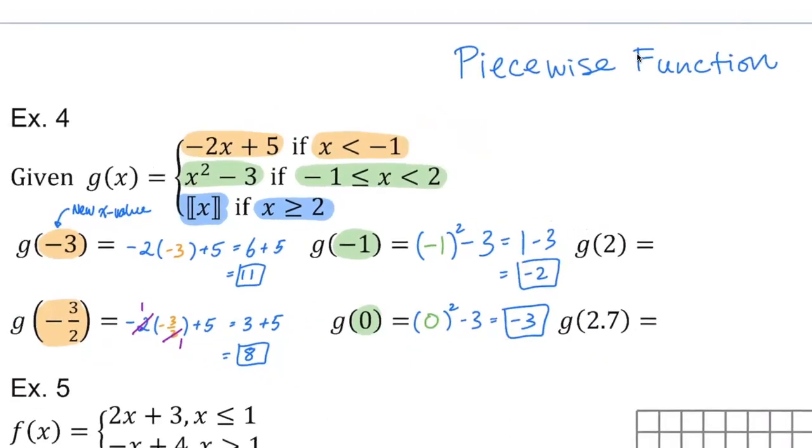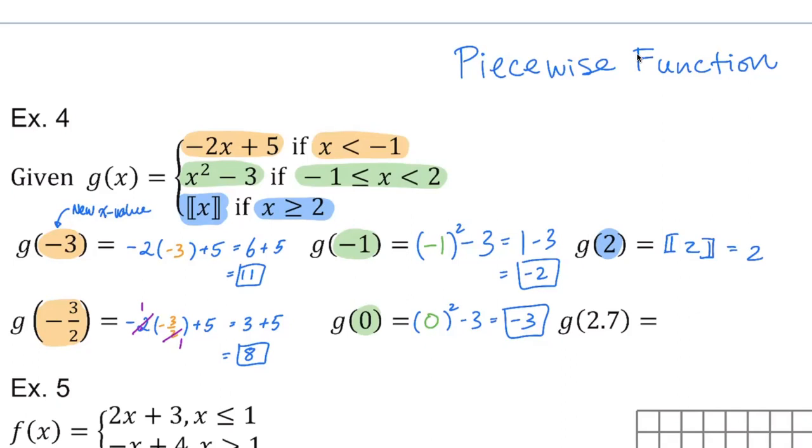For g of 2, should we use the second one or the third one? Give you 3 seconds. The answer is, x is equal to 2, so we cannot use the middle one. We have to use the bottom one, the step function. Step function of 2 is 2. From the previous video, you learned that the step function of an integer is the integer itself.